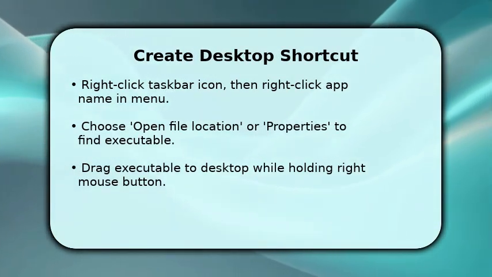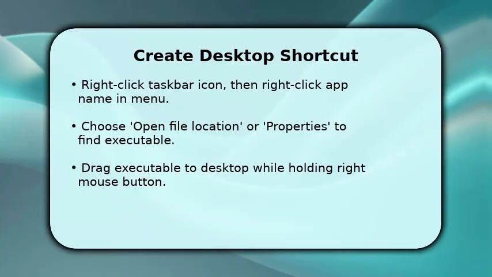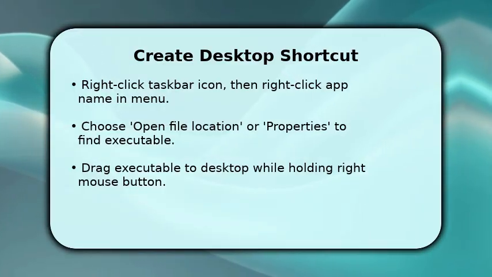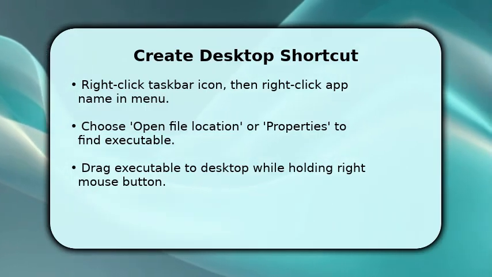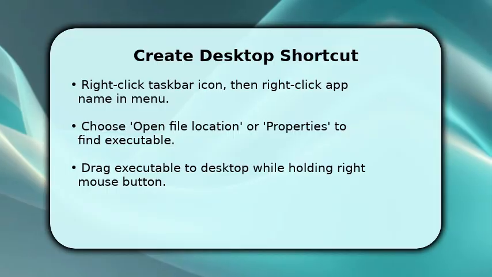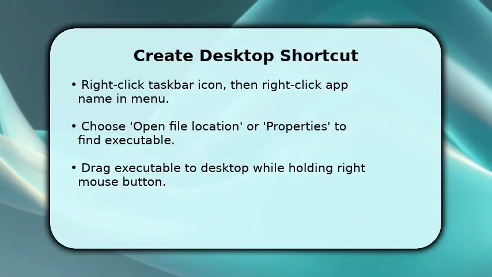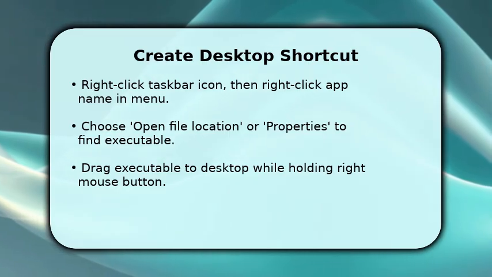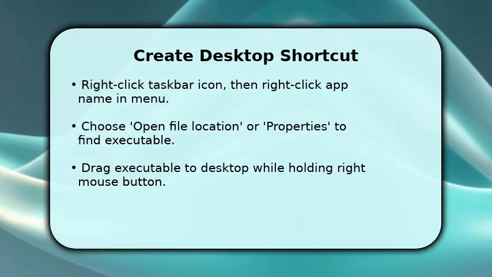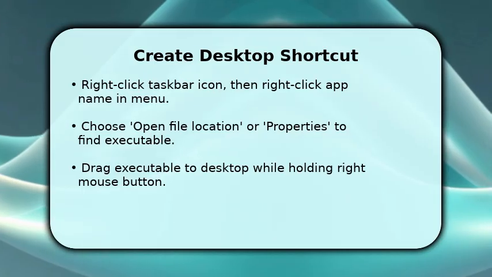Right-click the taskbar icon, then right-click the app name in the jump list and pick Open File Location or Properties to reveal the exe. Once you find the executable, drag it to the desktop while holding the right mouse button so Windows shows Copy Options. Choose Create Shortcut here. This produces a stable desktop link rather than a temporary pointer tied only to your task.